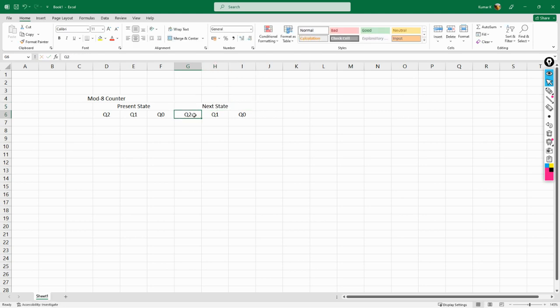I would just say Q2 plus 1, Q1 plus 1, and Q0 plus 1 for the next state. Then we have T2, T1, and T0, so this is going to be your inputs. Now we know the present state, so 0.